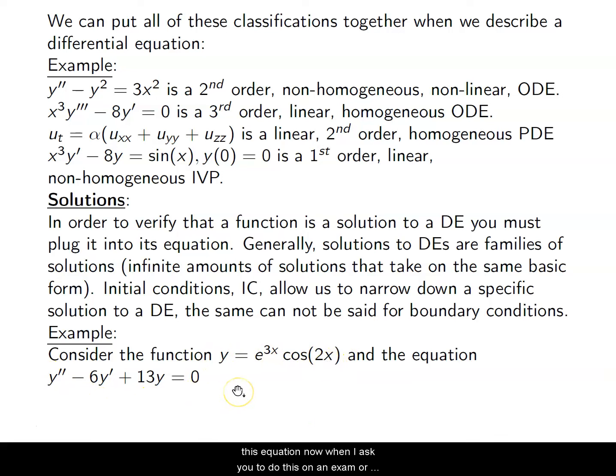Now, when I ask you to do this on an exam or homework or anything like that, I need to see all of the work. So, for instance, something that will get you marked off very quickly is if you take this function, differentiate it once and differentiate it twice, set it all equal, and then just tell me it's equal to 0. That's not you verifying, right? You didn't actually cancel things out. You need to show me all of your work.